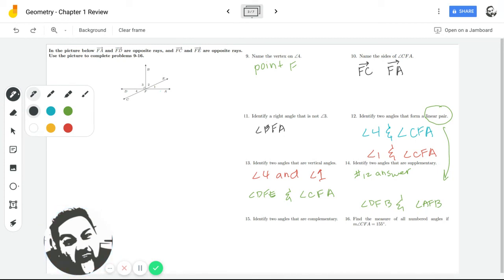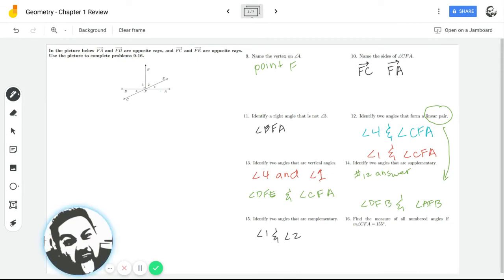They've got to add up to 90. Based on how we answered question 11, angle BFA is 90 degrees. Therefore, angle 1 and angle 2 add up to 90. Angle 1 and angle 2. And moving on to the last question, find the measure of all numbered angles if CFA is 155.